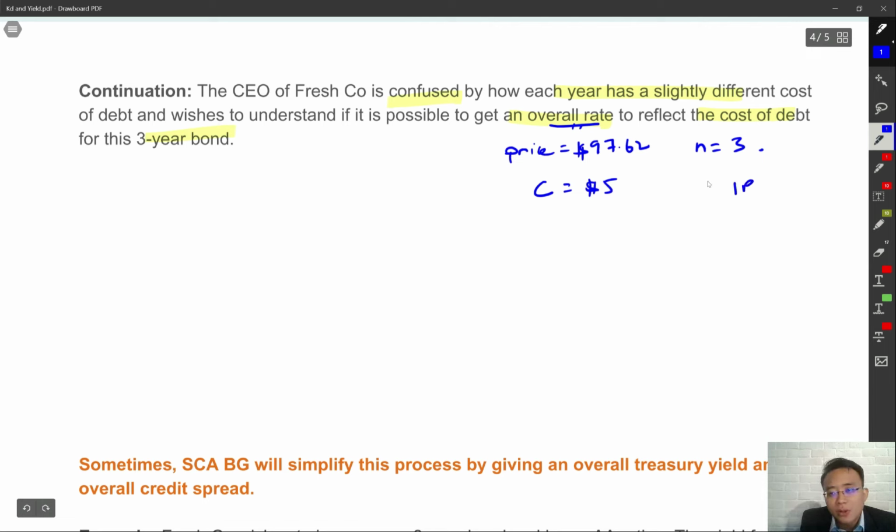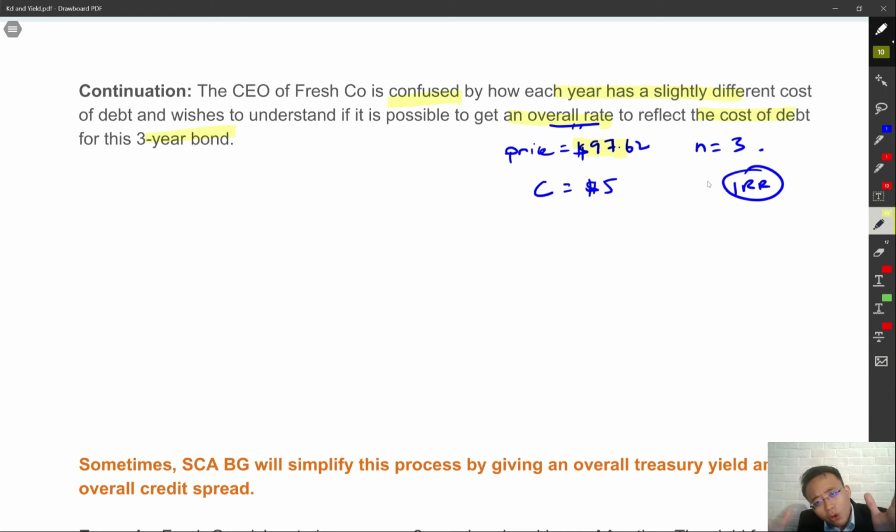Yes. I will just use IRR. IRR gives you an overall rate. Why couldn't we use it earlier? Because we did not have the price of the bond. But now I have the price of the bond. I can use IRR to find the overall cost of debt for this bond.